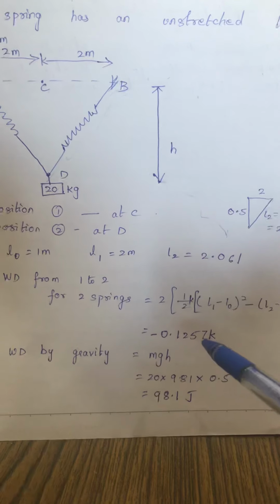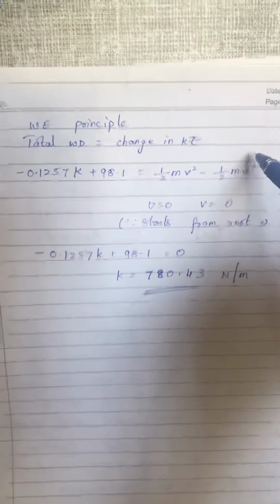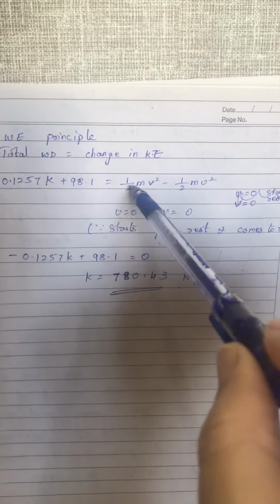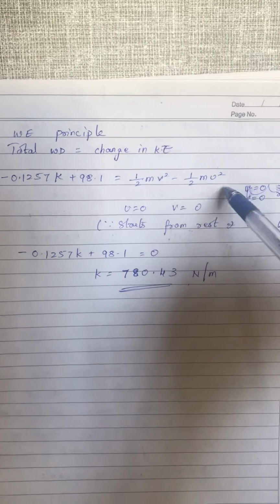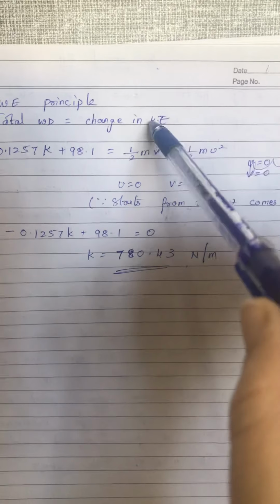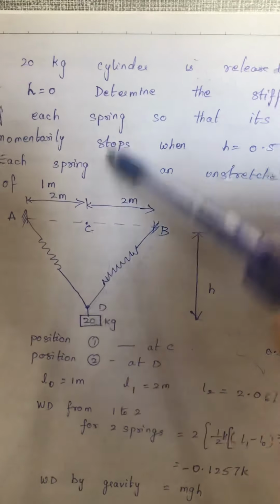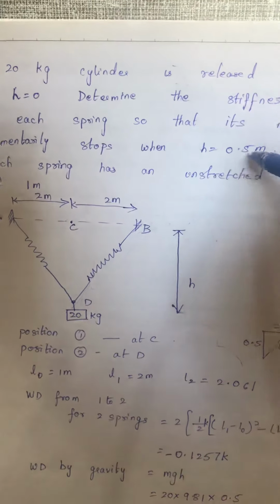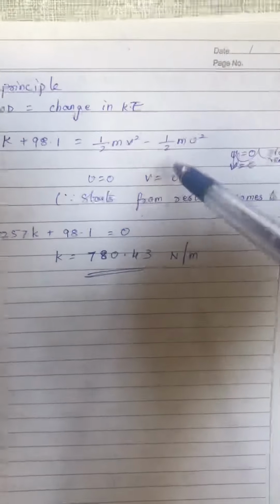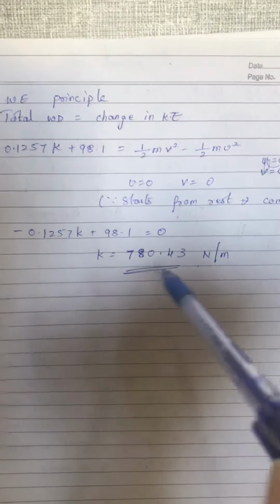Now what is my work energy principle? Total work done is equal to change in kinetic energy. So total work done, work done by the springs plus work done by the mass, is equal to half m v square minus half m u square. Now v and u both are 0 because it's starting from rest at C and coming to rest at D. It is given to you that it momentarily stops when h is equal to 0.5. So at C the velocity is 0, at D the velocity is 0. So v and u both are 0. So equate this to 0 to get the value of K.